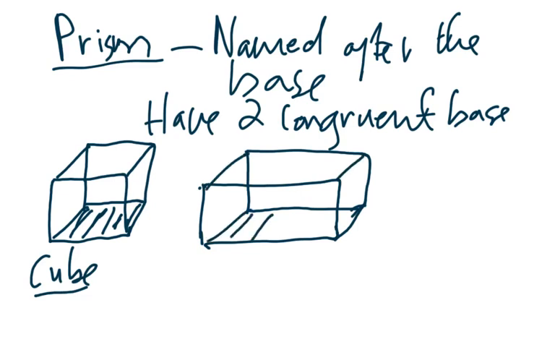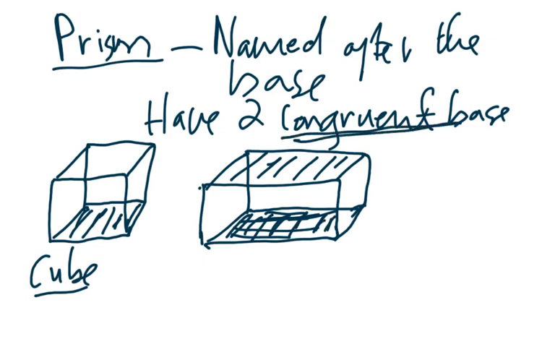The base is rectangular. So the base is a rectangular face, and the bases are congruent. So you can have two bases. If I turned it upside down, that would be the base on top. And if the top part came to the bottom, that would be the base. That's why the bases are congruent, and there are two of them.